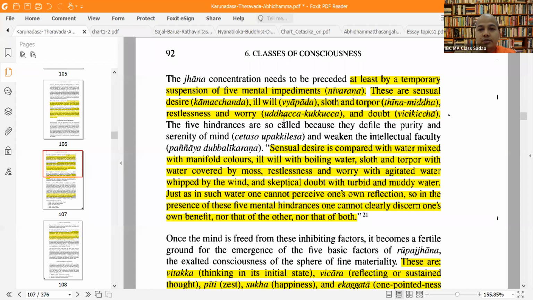So what he says here is that, yes, we have been talking about Nivarana. You do not eliminate the Nivaranas. It is important to note that you do not eliminate them yet. You just suppress them. Okay, so it says here the jhana concentration needs to be preceded at least by a temporary suspension of 5 mental impediments. Temporary suspension. That means they are not on the surface, they are not active. Okay, so they are suspended for a time as long as you are in jhana. When they are present, they are active. You are not in jhana. Right? Because they are exactly opposite of jhananga.